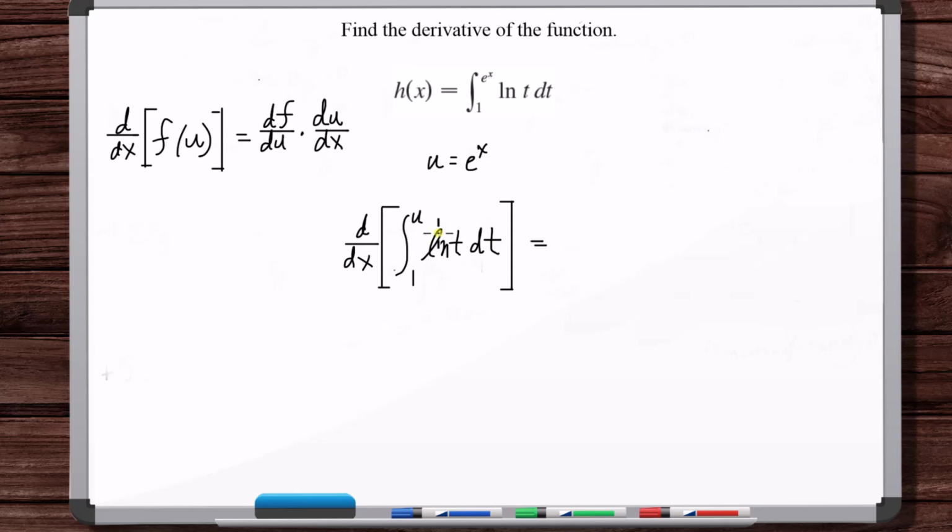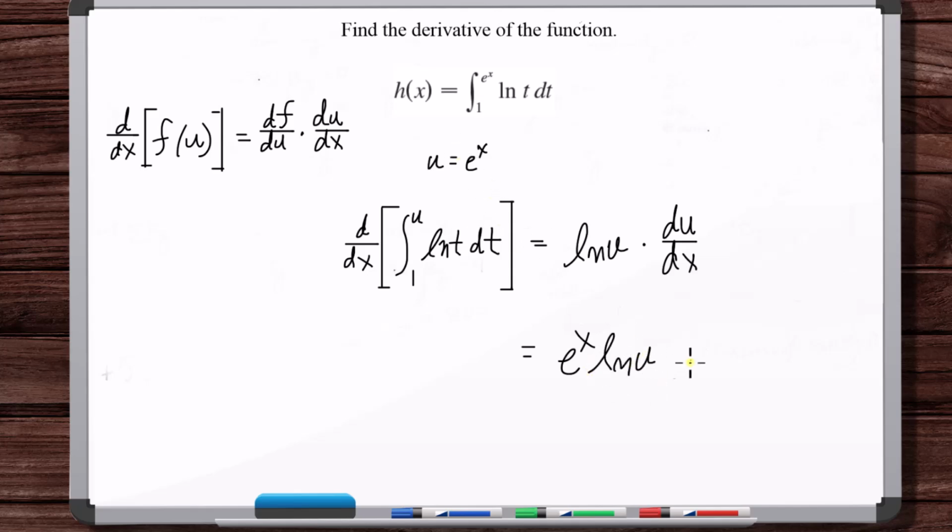So what is it? This entire integral is f. What is the derivative of this with respect to u? Now we can use the fundamental theorem part 1. The derivative of this with respect to u is natural log of u, times du dx. What is du dx? It's e to the x. So e to the x natural log of u.